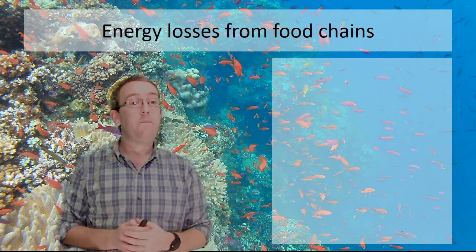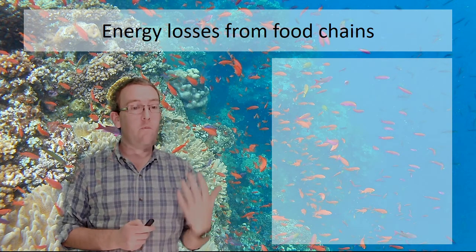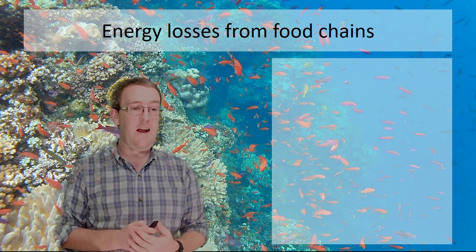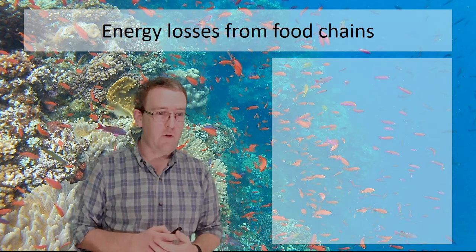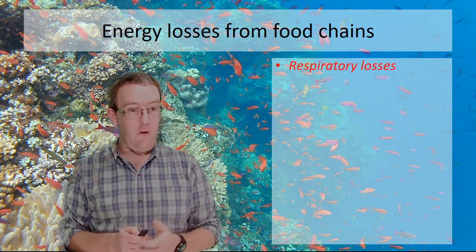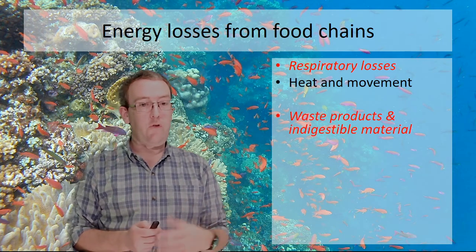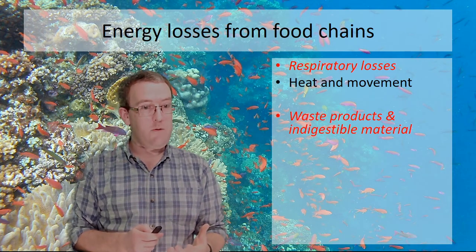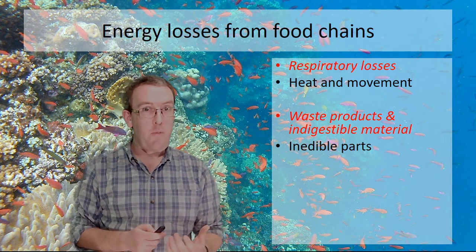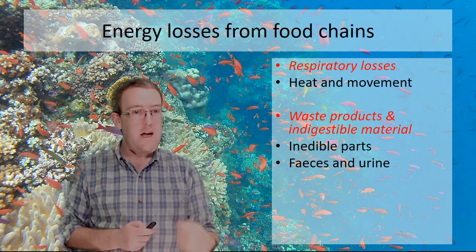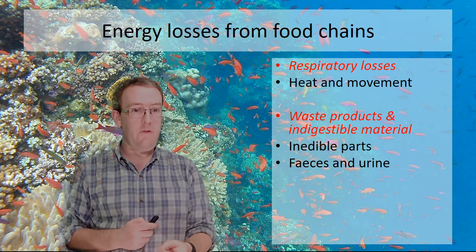Right, energy losses in food chains. They boil down to this, and this is one of the few times where if you get this question on a GCSE, I can actually tell you what the answer is. The answers go like this. You've got your respiratory losses, heat and movement. You've got the waste products and indigestible material, so the inedible parts, and the feces and urine. So these are all good answers: heat, movement, inedible parts of things, feces and urine.